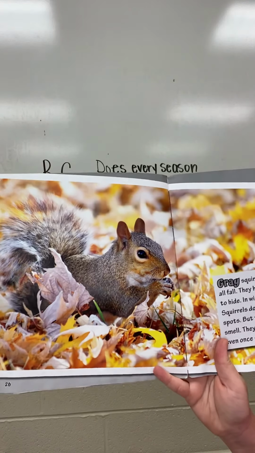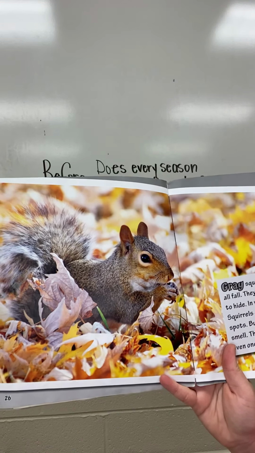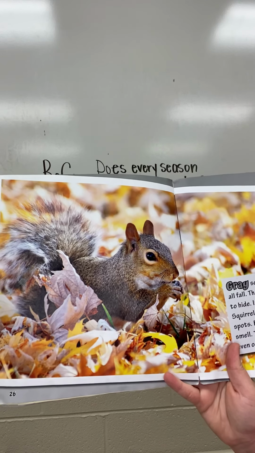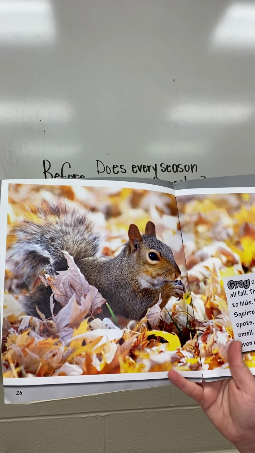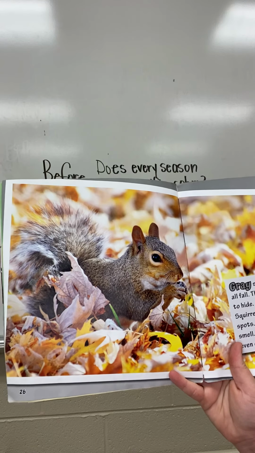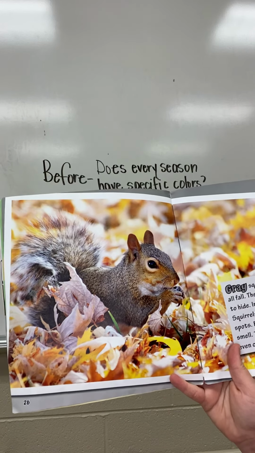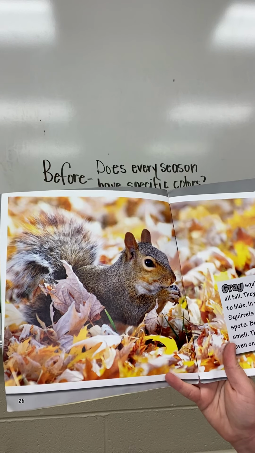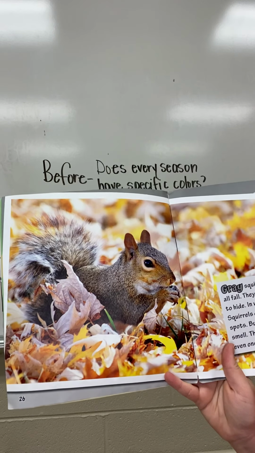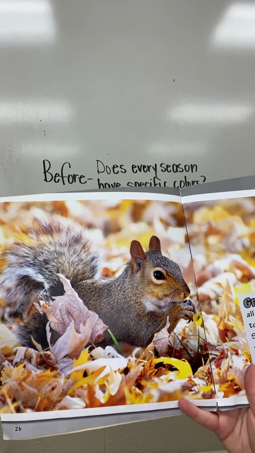Gray squirrels scamper around at fall. They hunt for acorns and berries to hide. In winter, they will need the food. Squirrels don't remember their hiding spots, but they have a great sense of smell. They sniff out their stored treats even once snow covers them.